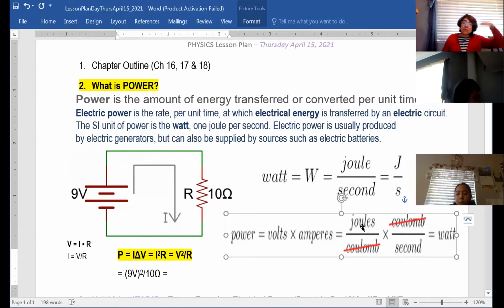We already said volts, hopefully you guys remember from the homework earlier, is joules per coulomb. That's a volt, joules per coulomb. So our coulombs cancels out and we end up with joules per second, which is a watt.